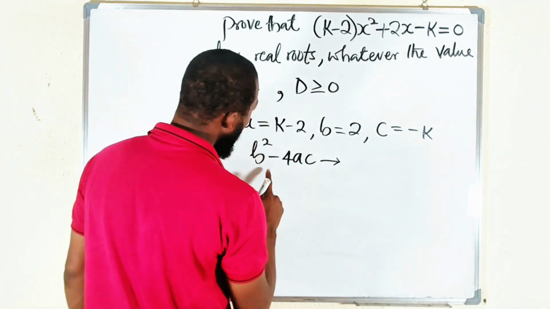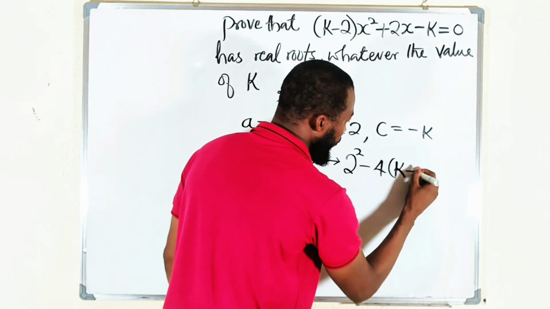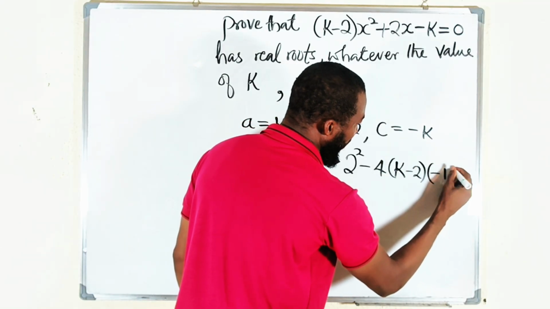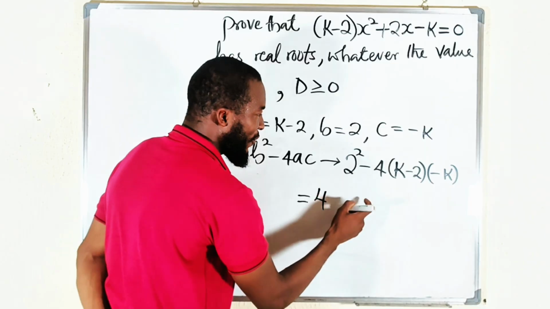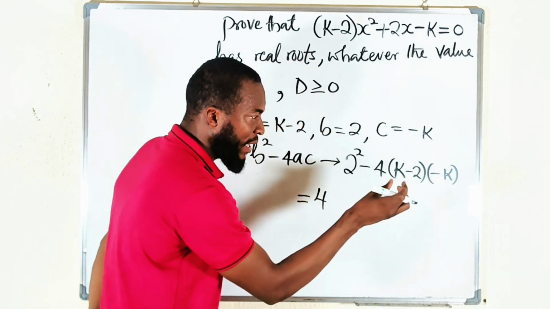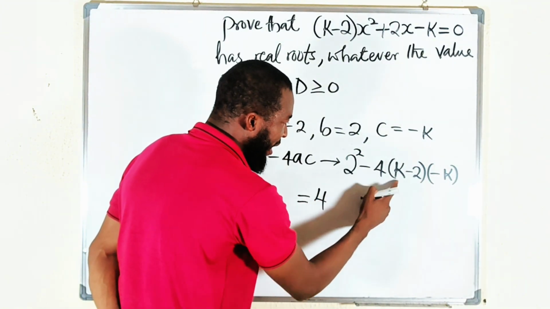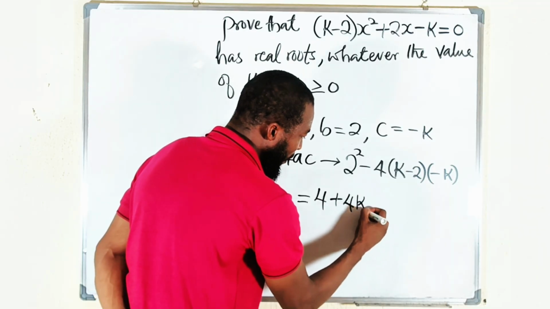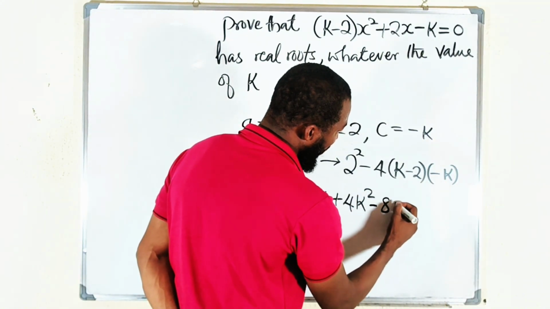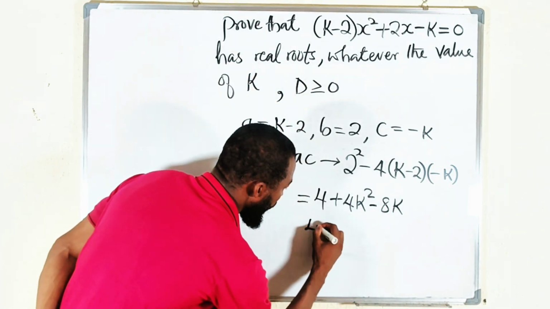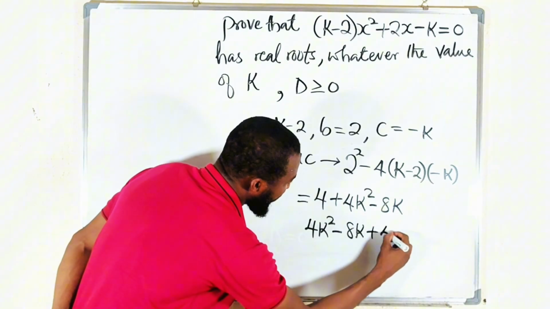So what is b? b is 2, so we have 2 squared minus 4 times a, where a is k minus 2, times c, where c is minus k. Let's simplify this and see what happens. 2 squared is 4. I can multiply negative 4 and negative k together, so we have positive 4k. Then we can use that to expand this bracket. Positive 4k times k is positive 4k squared. Positive 4k times negative 2 gives us negative 8k. We can rearrange it as 4k squared minus 8k, then plus 4.